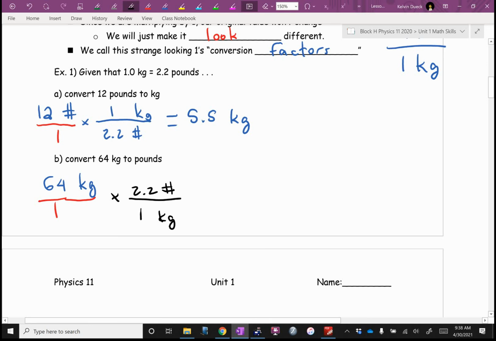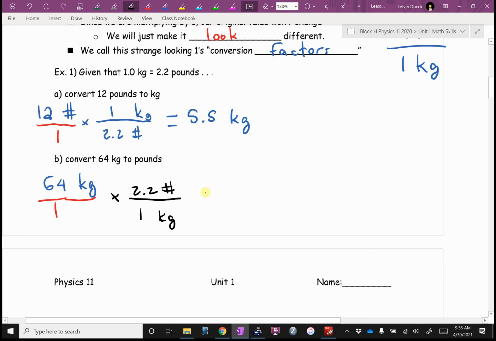So it's going to be 64 times 2.2 or 64 divided by 2.2. How do I know? On the top. By the way, what if the kilograms were on the bottom? How would I get them to cancel out on my next fraction? Put the kilograms on the... We can deal with that. We're going to deal with those too in a second.